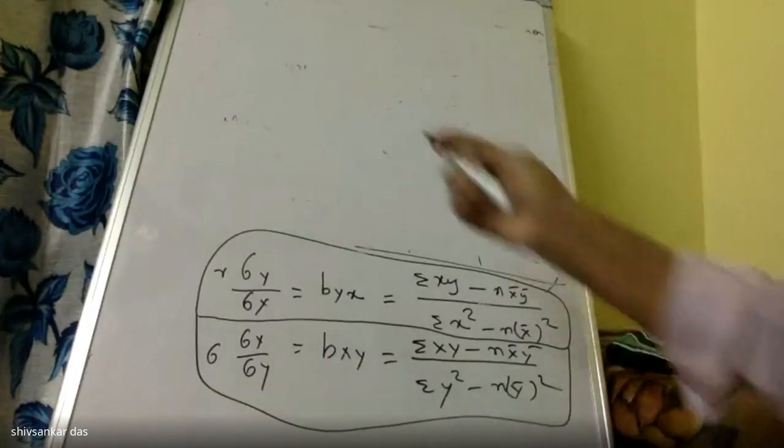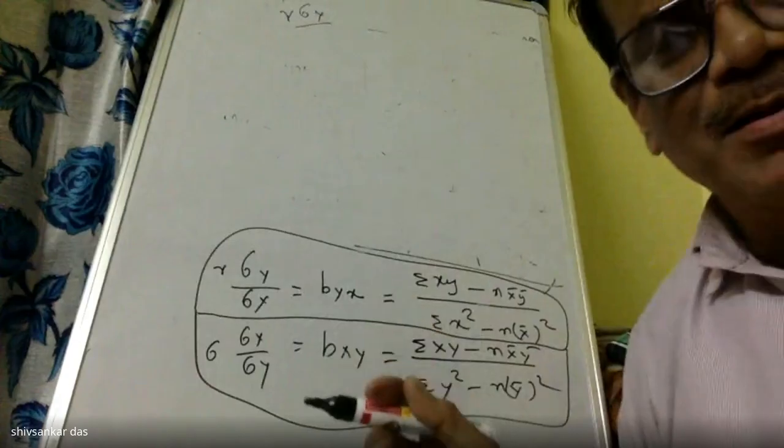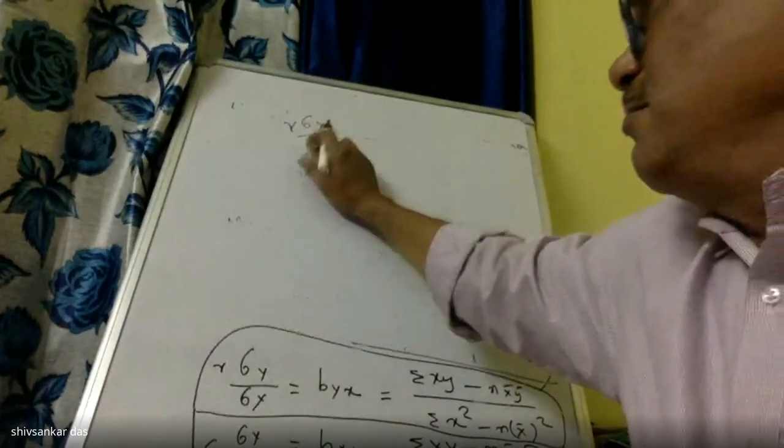Here I can write it off. R sigma. Sir, now it is visible. Yes, is it clear? R.